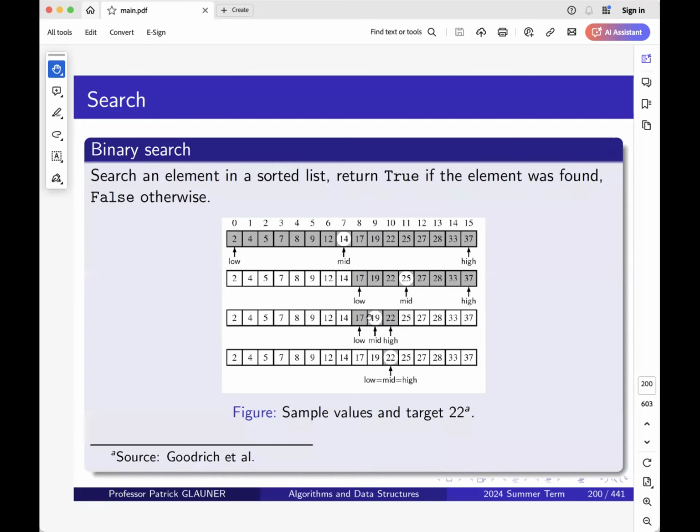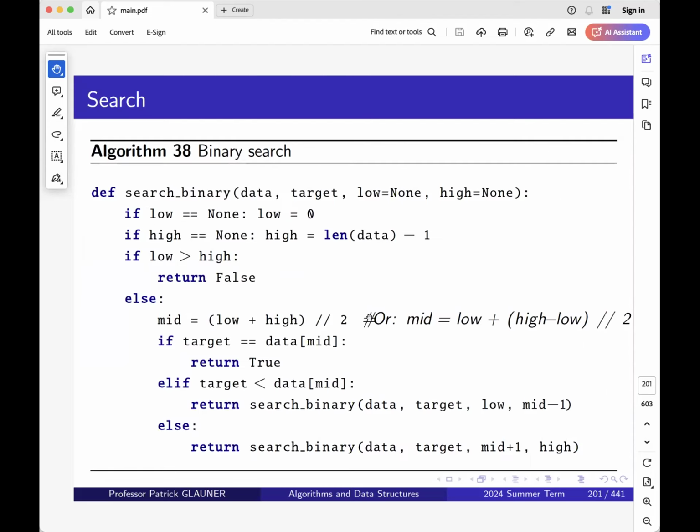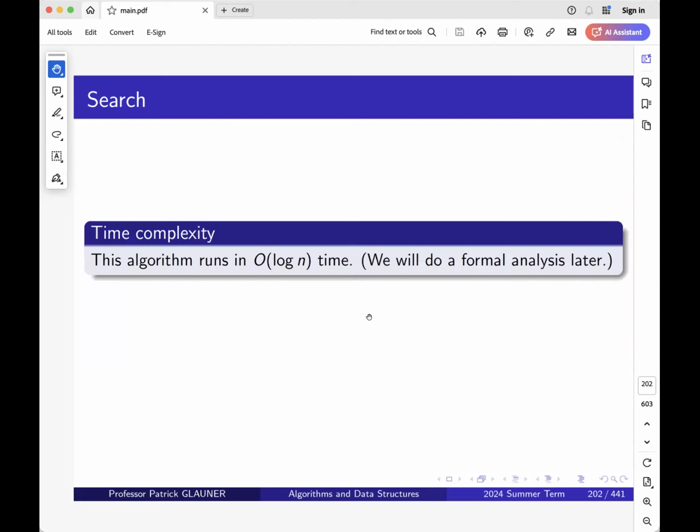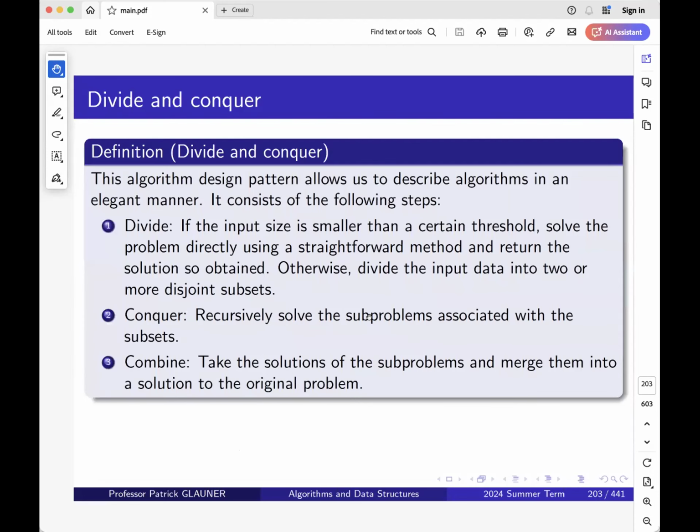In particular, we looked at the binary search, which works on a sorted data structure and can find us a value or can determine whether a value is in or not our list in logarithmic time. At that time, we said it is in logarithmic time, and I said we would do a formal analysis, and that's what we discussed at the end of last week's lesson.